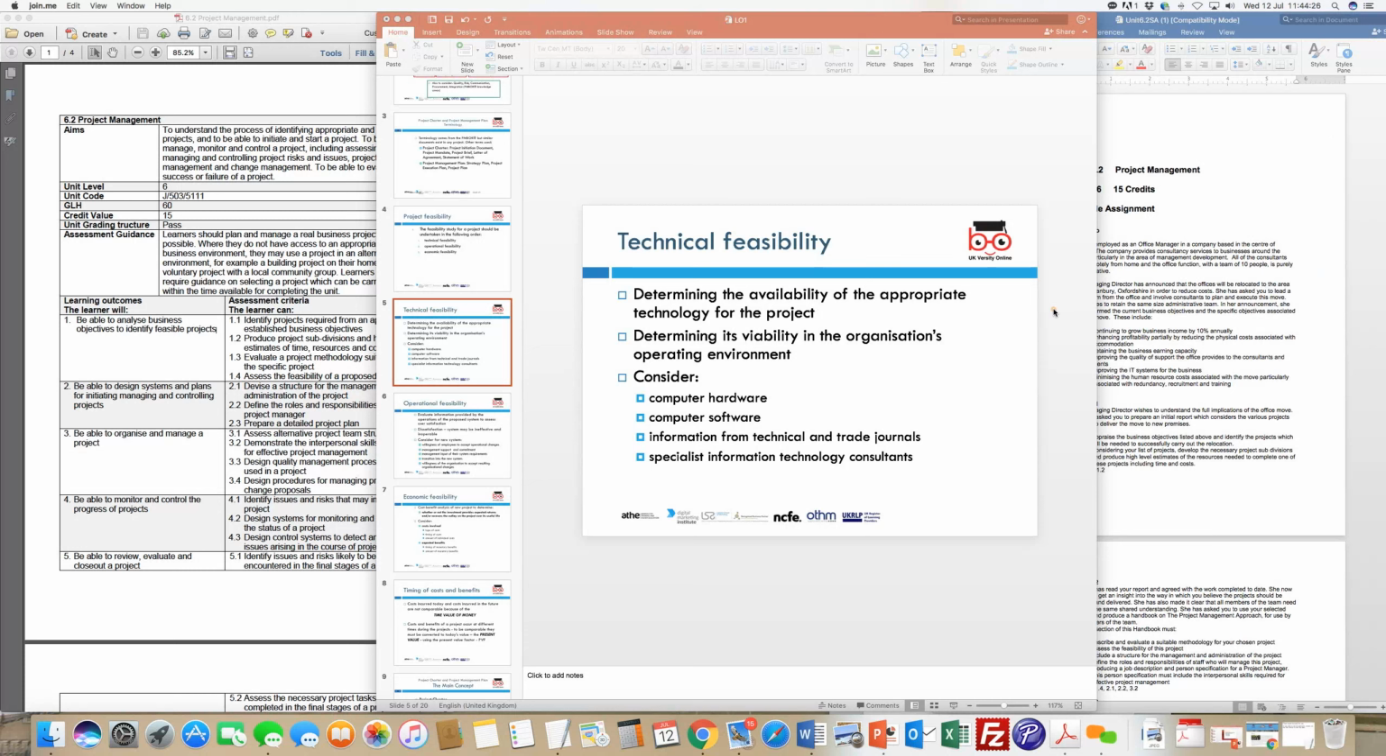So for technical feasibility, you're looking at the equipment in particular, for example computer hardware and some software which are required, such as project management software that you would use to keep a tally on what is happening within the project in terms of documentation. That is the technical feasibility side of things.